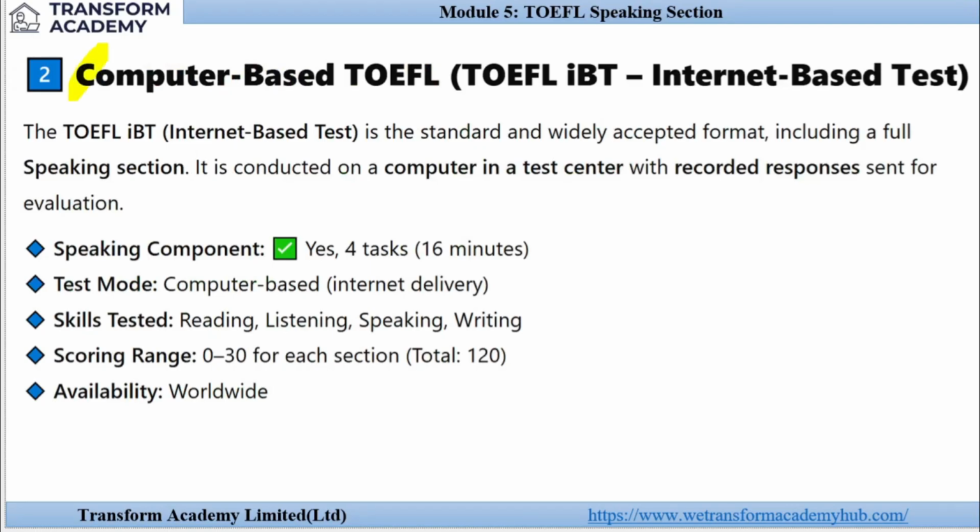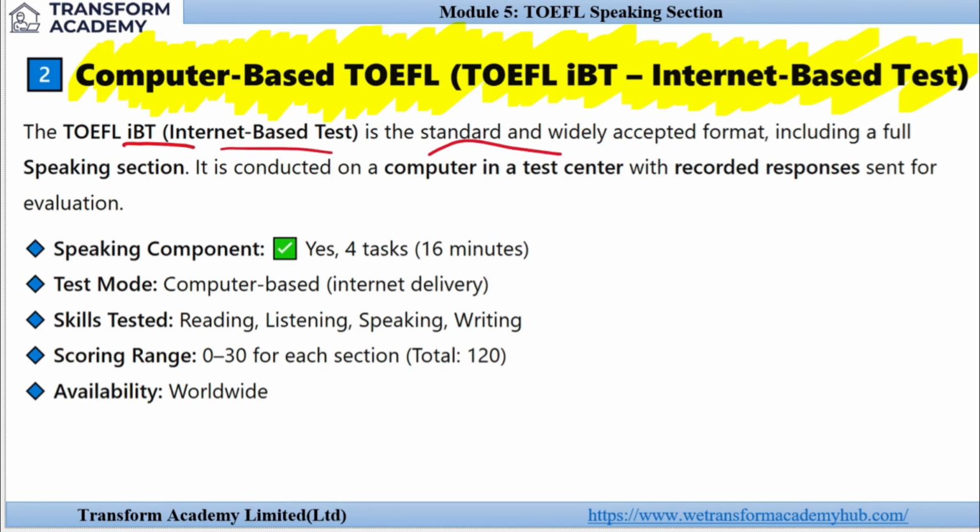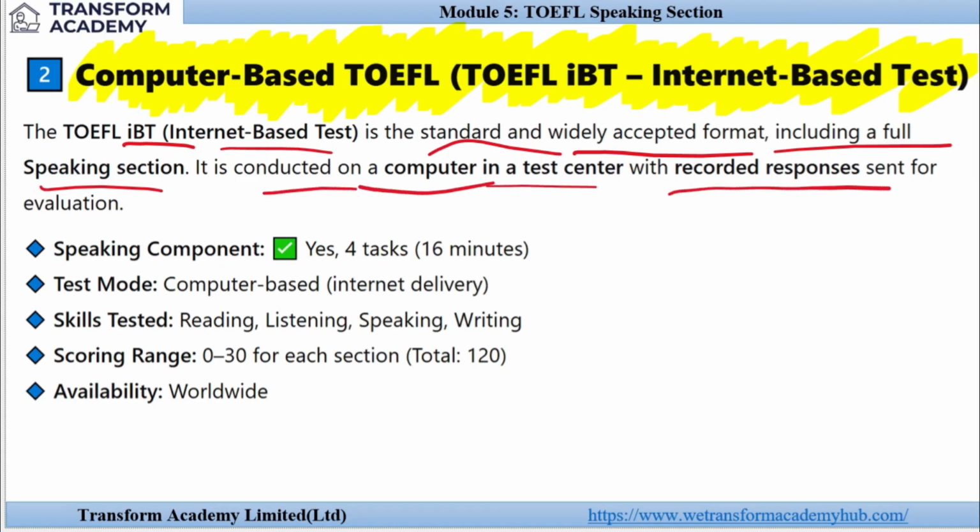Now, the computer based TOEFL or the internet based TOEFL. Computer based TOEFL, you can call them CBT, or internet based TOEFL, we can call them iBT. So, the TOEFL iBT, internet based, is a standard and widely accepted format, including a full speaking section. It's conducted on a computer in a test center with recorded responses sent for evaluation.